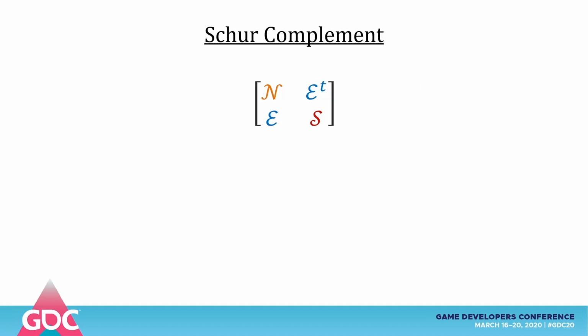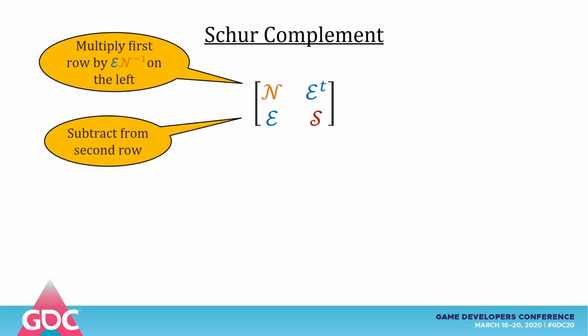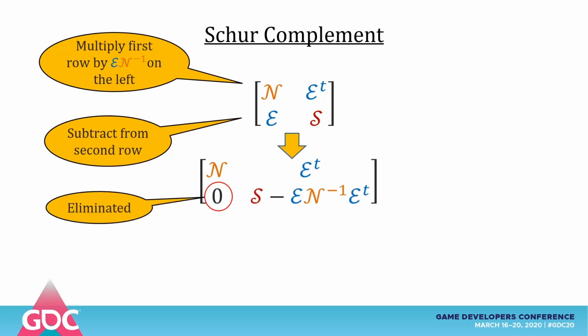At the core of the block Gaussian elimination, there is an operation called the Schur Complement. Say we have a symmetric block matrix where the blocks are denoted by N, E, E transpose, and S. We apply the following operation to this matrix. We multiply the top row by E times N inverse and subtract from the bottom row. As a result, we get a matrix where the bottom left block has become 0, it has been eliminated.